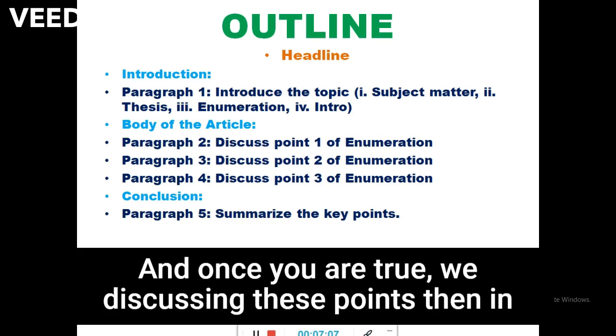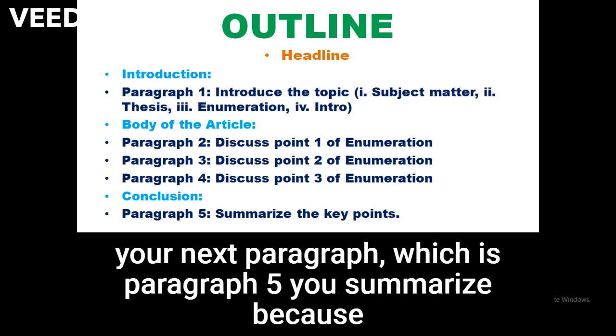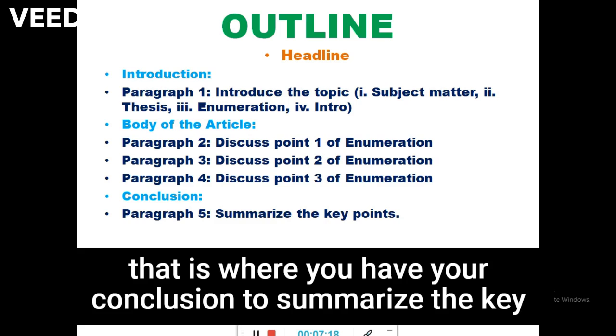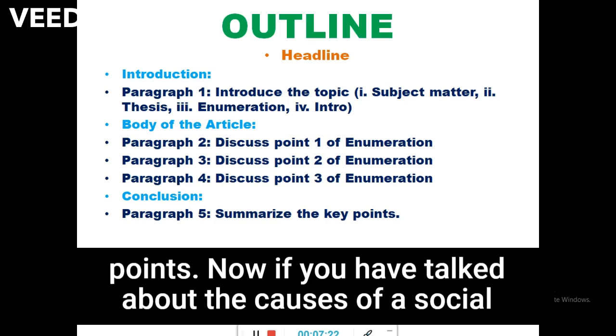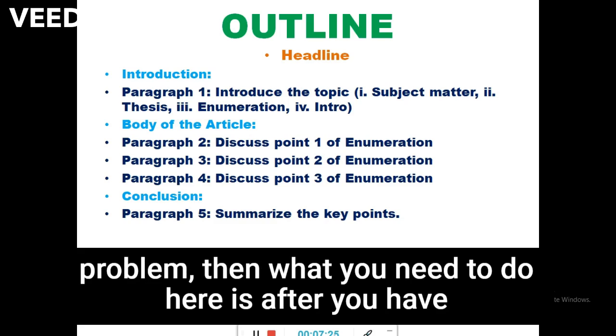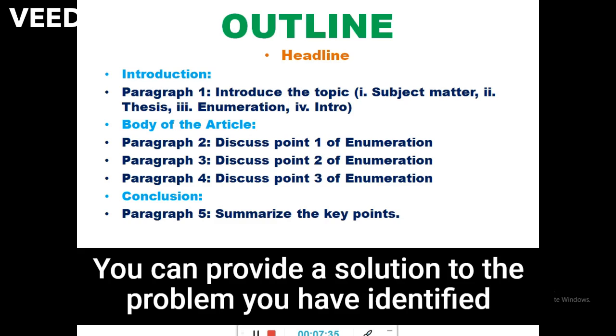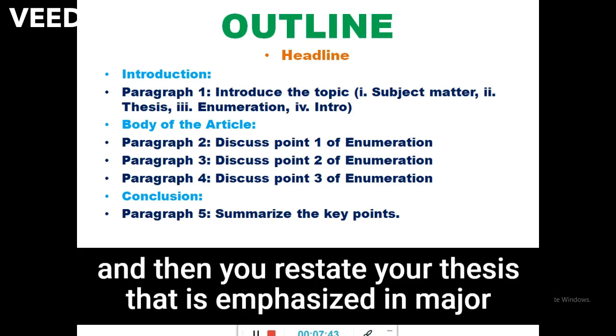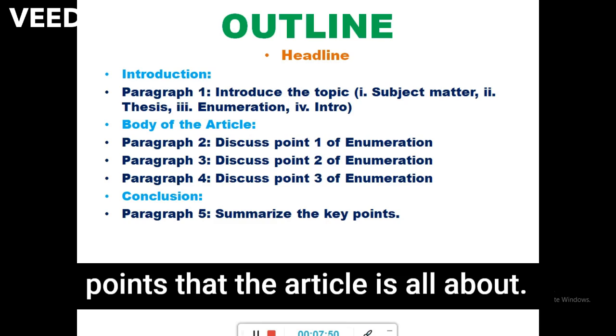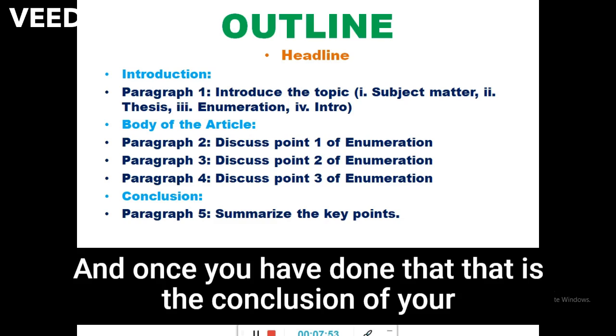And once you are through with discussing these points, then in your next paragraph, which is paragraph 5, you summarize, because that is where you have your conclusion. You summarize the key points. Now, if you have talked about the causes of a social problem, then what you need to do here is, after you have summarized the key points, then you can make a recommendation. You can provide a solution to the problem you have identified, and then you restate your thesis, that is, emphasize the major points that the article is all about. And once you have done that, that is the conclusion of your article.